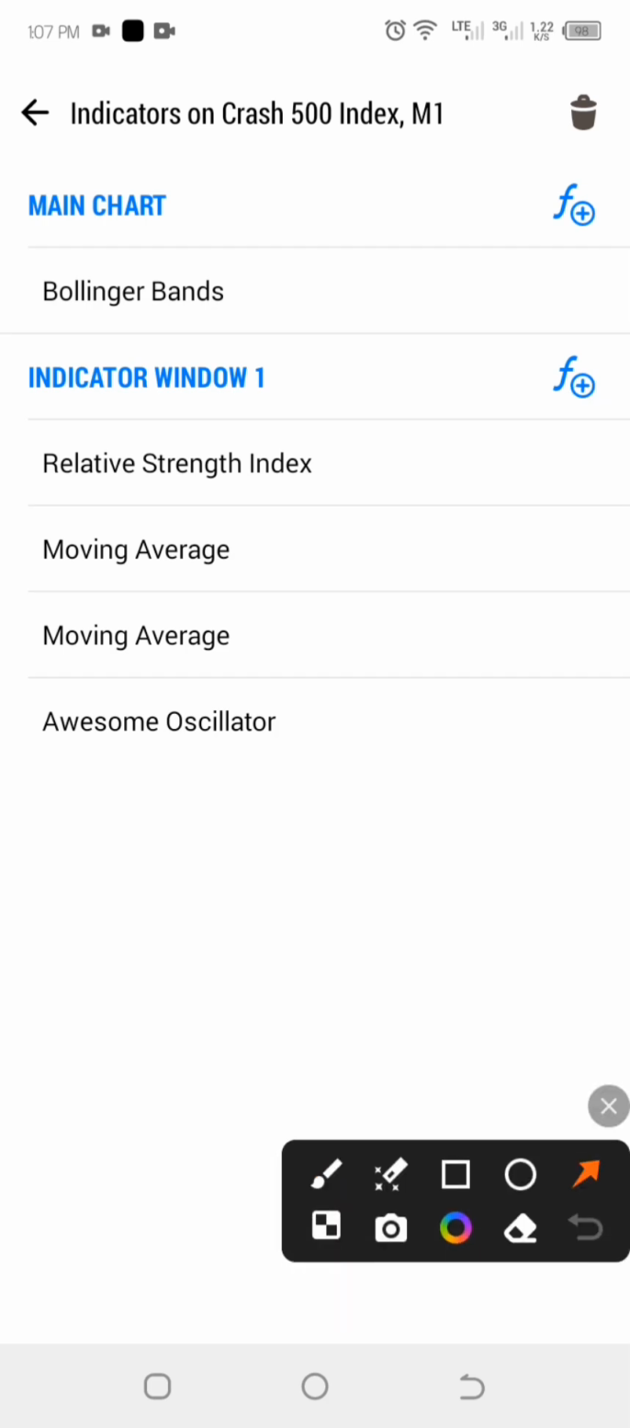Now moving on to the next indicator. Once we add this RSI, it's going to be in our indicator window 1. Now the remaining indicators we are going to be adding are going to be in our indicator window 1.